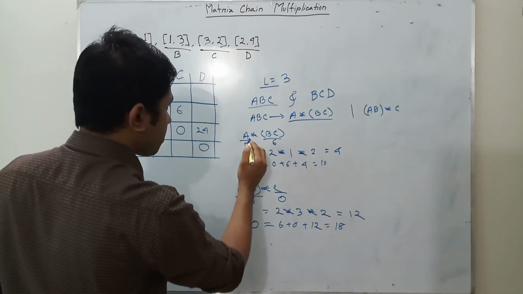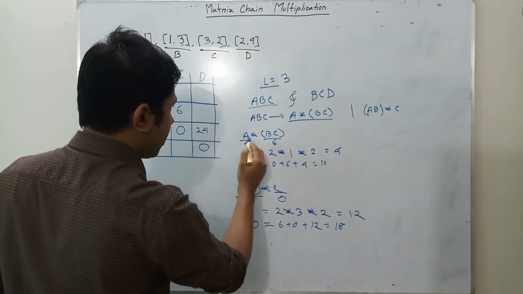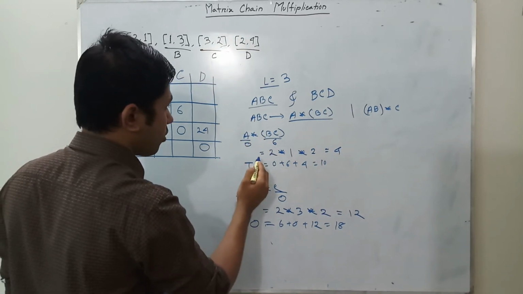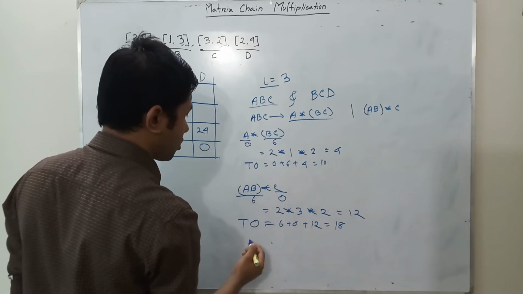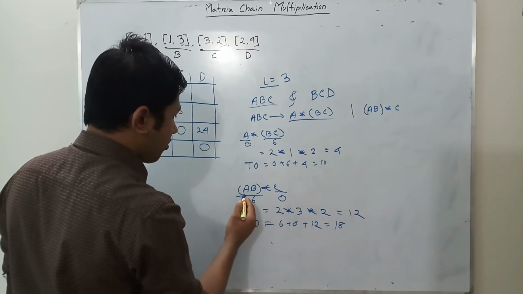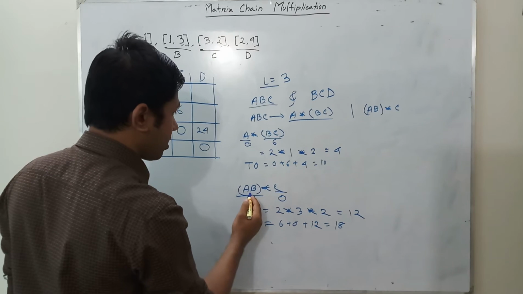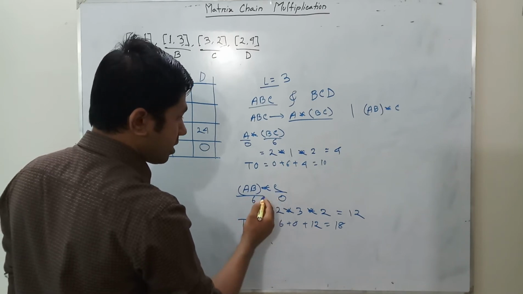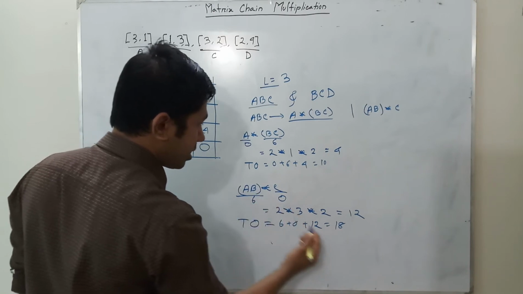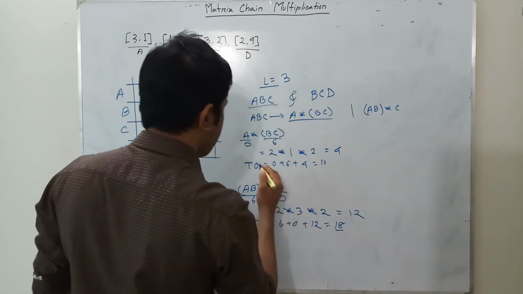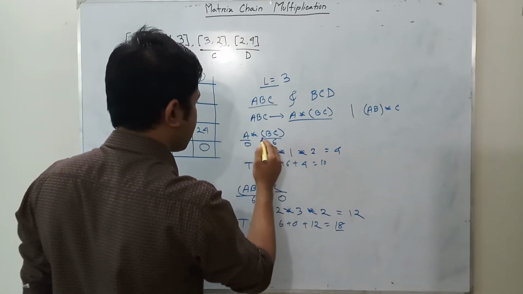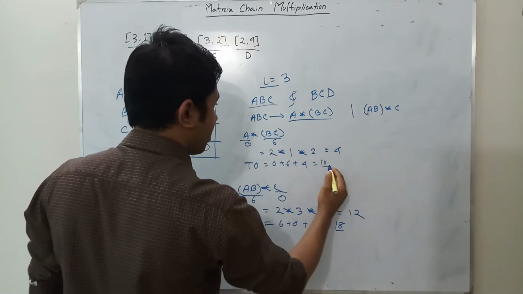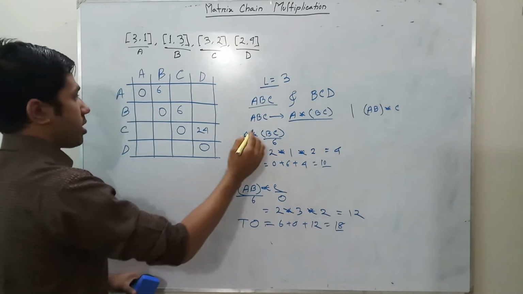From this ABC, to find out the minimum operations, we need to take the minimum number of operations. Here, if we first multiply A and B and later multiply with the resulting matrix C, then we need 18 operations. But if we first multiply B with C and then multiply A, then we need only 10. So we will take the minimum number of operations for ABC.